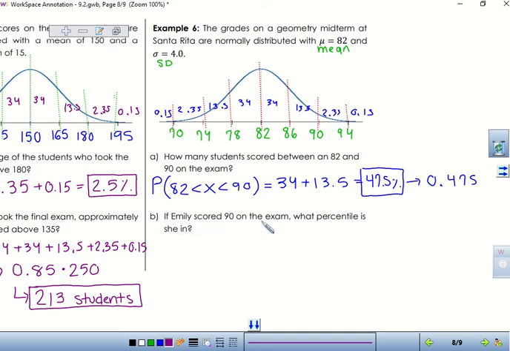So, if Emily scored a 90% on the exam, what percentile is she in? We want the probability that x is equal to 90.